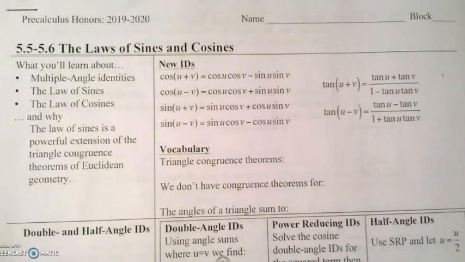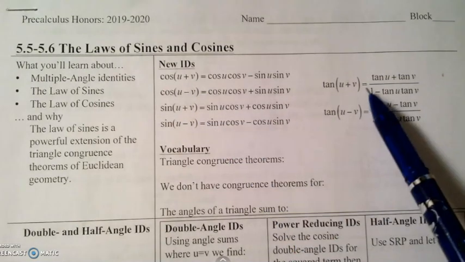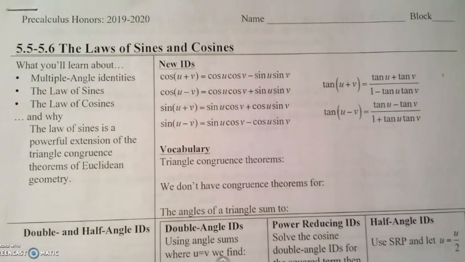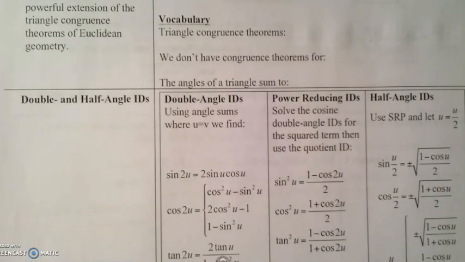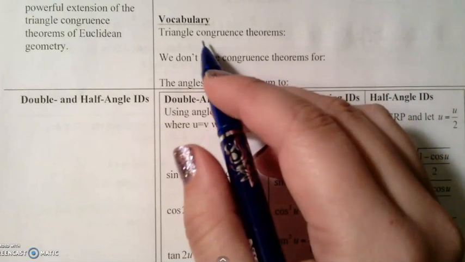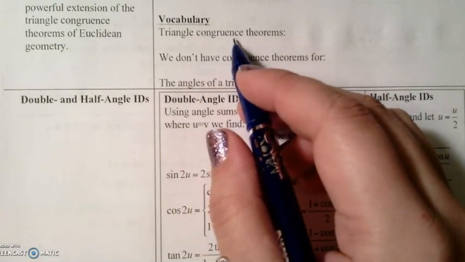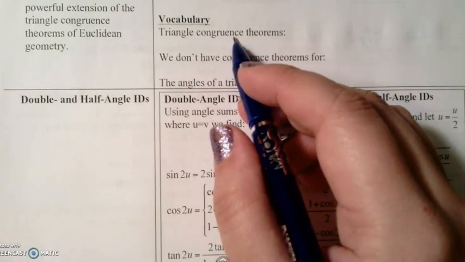So the first thing I put is just the identities from last class, our angle sum and difference identities. And then for our new section, we're going to start with reviewing some of our triangle congruence theorems from geometry. Remember, in geometry we talked about theorems that we can use in order to prove that two triangles are congruent, and we were actually going to use those in talking about the laws of sines and cosines.